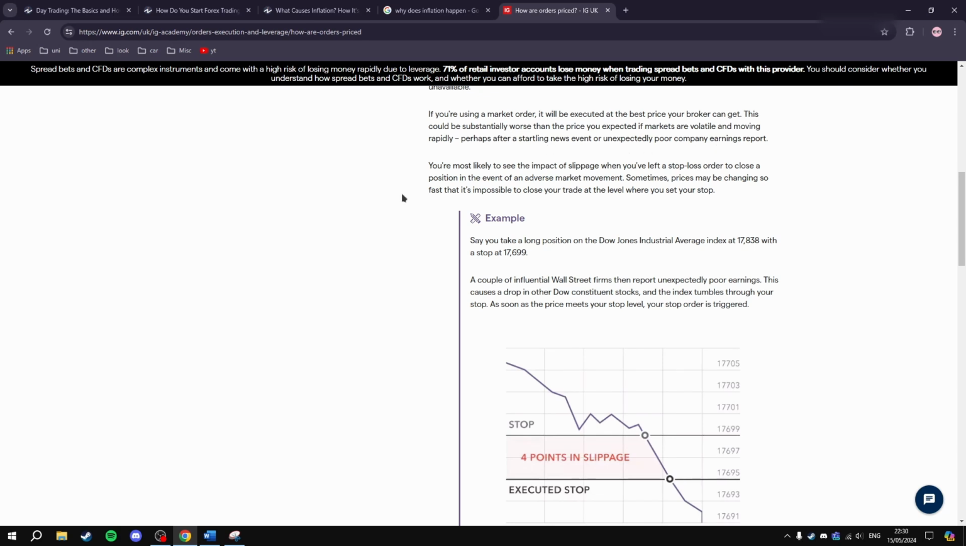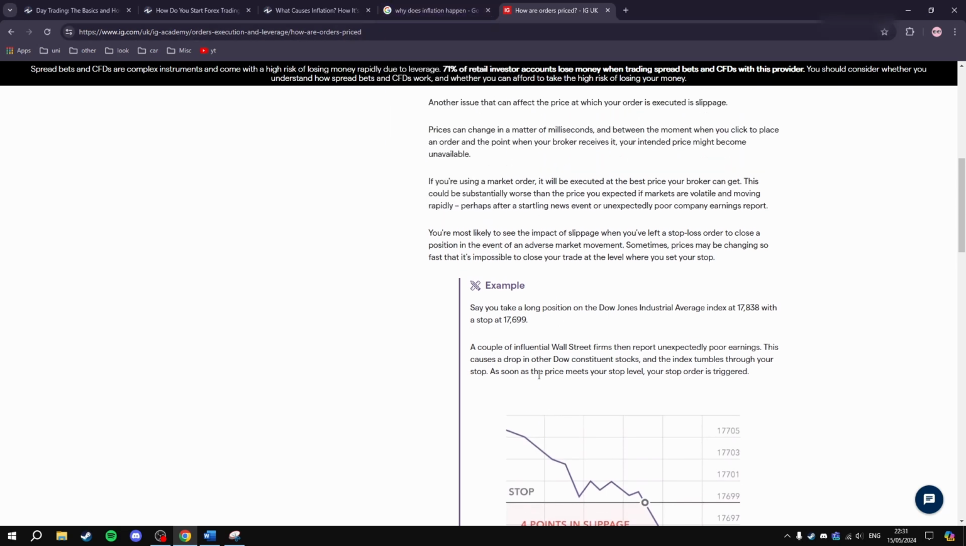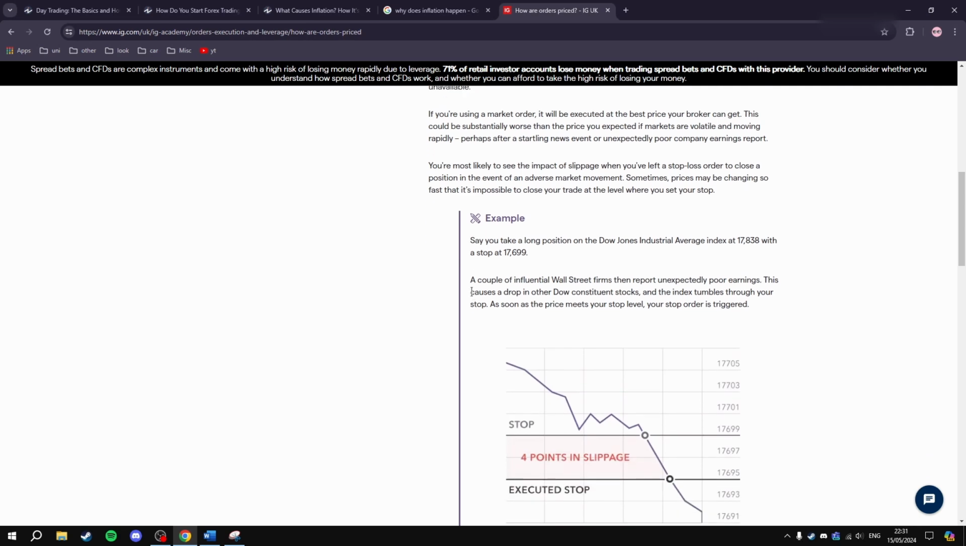You're most likely to see the impact of slippage when you use a stop-loss order to close a position in the event of an adverse market movement. Sometimes prices may change so fast that it's impossible to close your trade at the level where you set your stop.